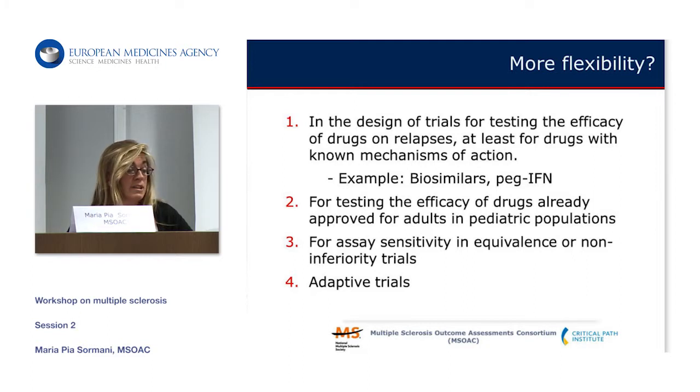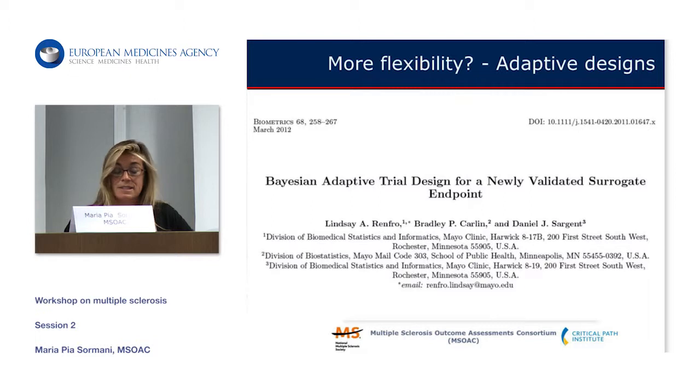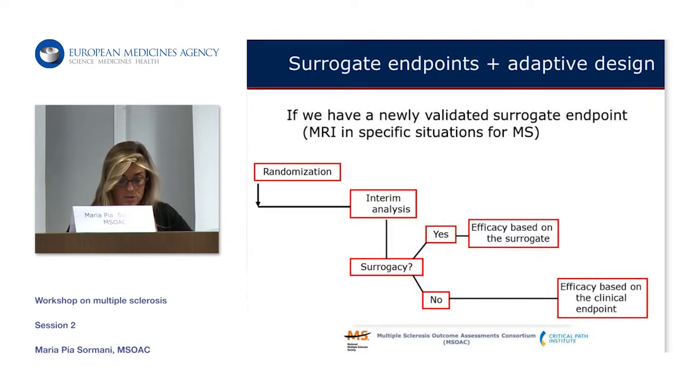And the fourth application is in adaptive trials. MRI can be very useful as implemented in adaptive trials. I think that Jeremy Chataway will explore the issue of adaptive trials. I will just show you this example that is taken from oncology. It comes from the Daniel Sargent group, of the implementation of an adaptive trial using a surrogate outcome that is not yet fully validated. This is the proposal of a design.